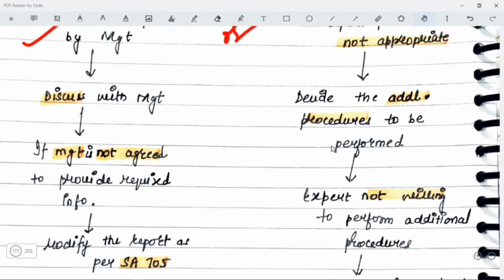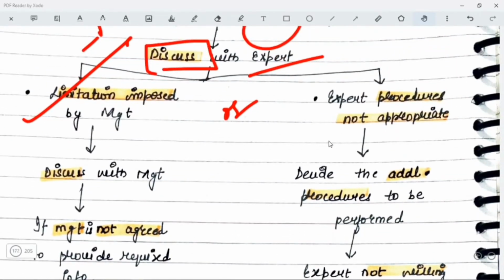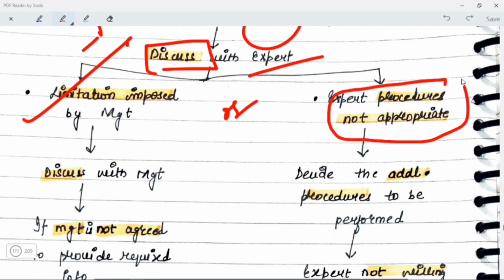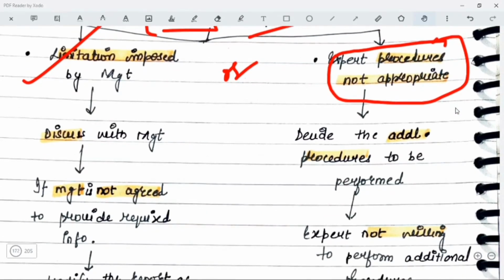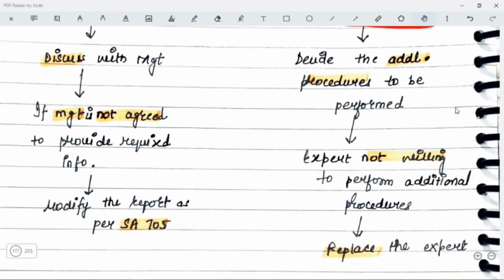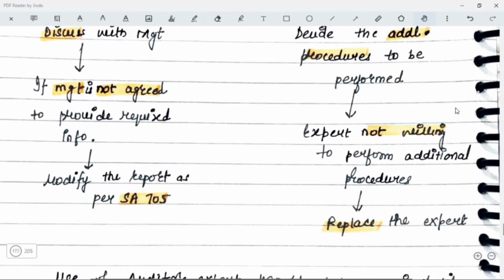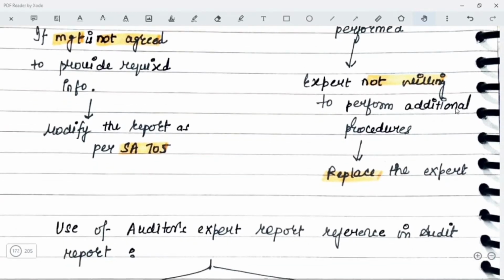And in case you think that this is not because the management has imposed some limitation, but because the expert's procedures were not appropriate, then in that case you will decide the additional procedures that need to be performed. And if the expert is not willing to perform those additional procedures, you are going to replace the expert. काम नहीं करा, जिस चीज के लिए रखा था काम नहीं करा, निकाल दो, ठीक है, रिप्लेस कर दो, किसी और को ले आओ उसकी जगह पर.